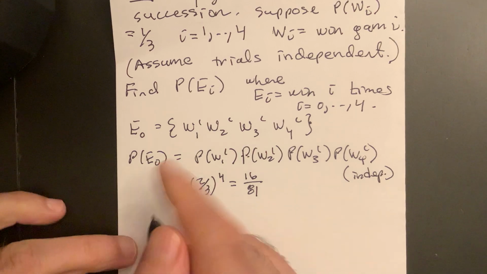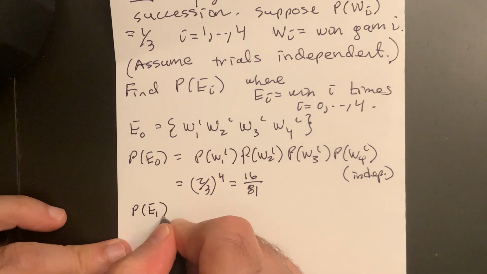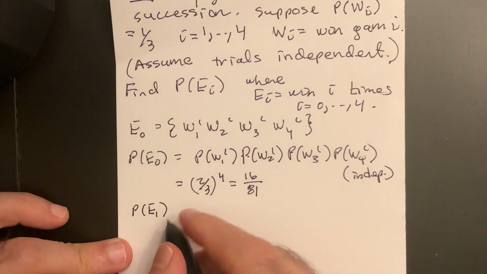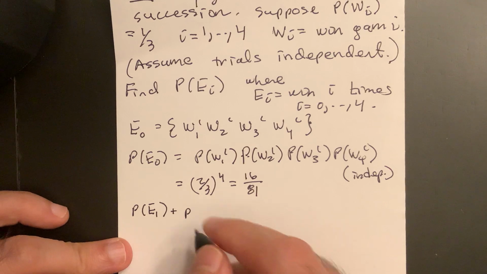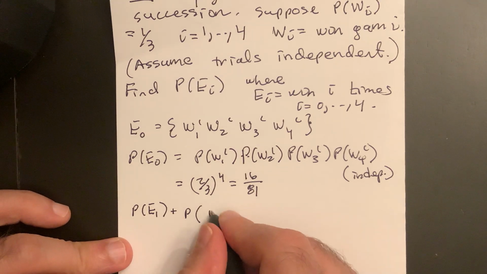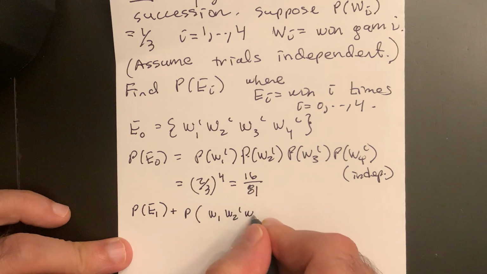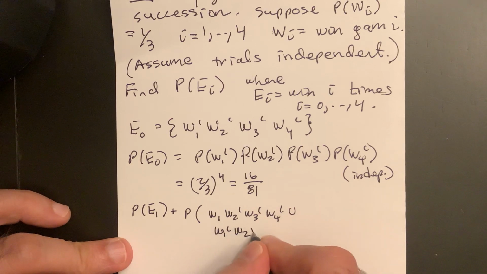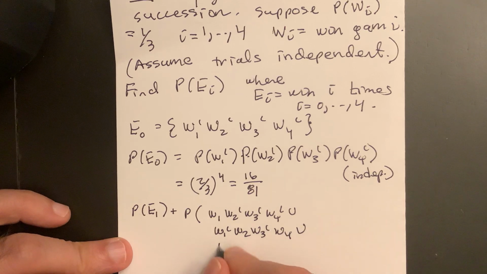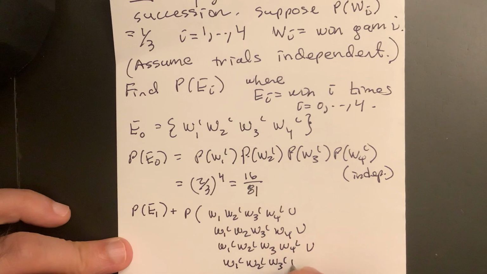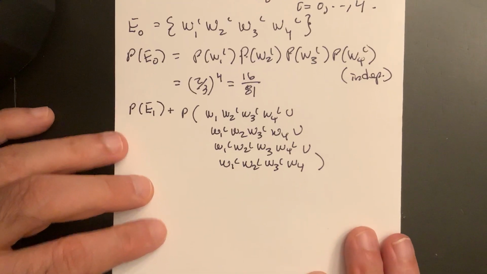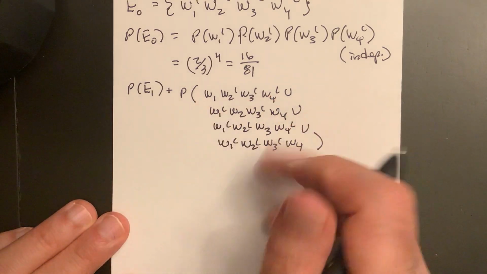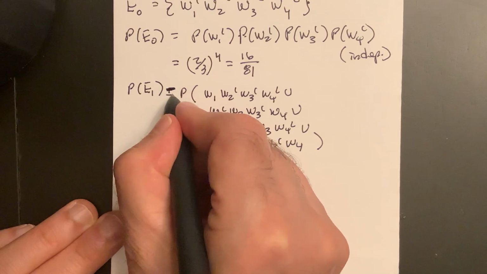Okay, now, what about P(E1)? Well, P(E1), all the ways I can win one. So this would be W1 W2C W3C W4C, or W1C, W2, W3C, W4C, or and so on. Just to show you the gory detail. Now, so P, this should be equals. I was so excited about the adding.